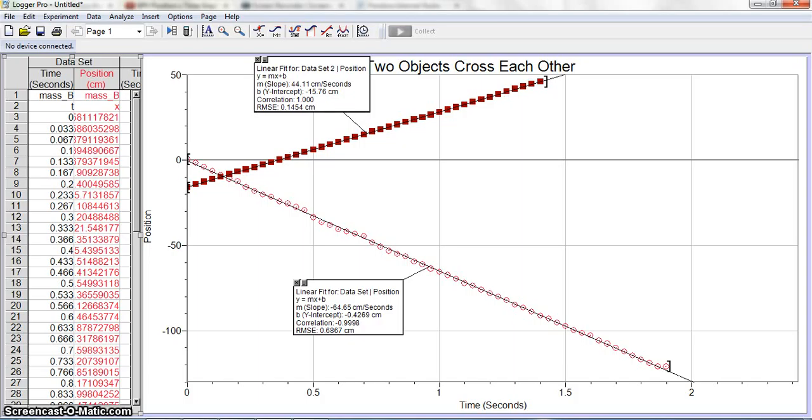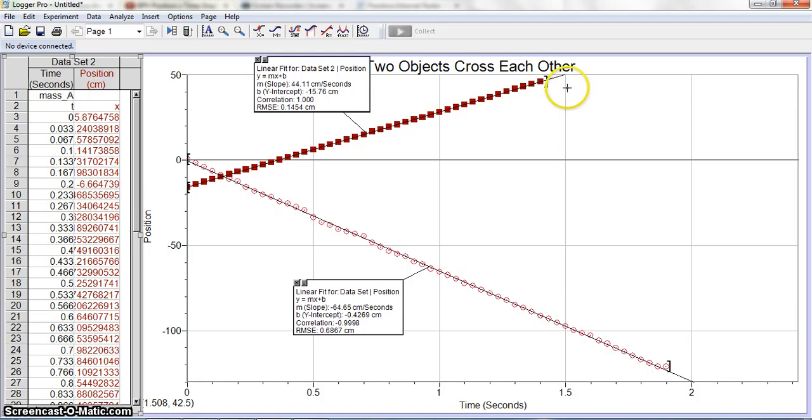Alright, so this is the graph for the two objects that cross each other. As you can see, we got two lines here, two best fit lines. The first line you see here with the circles, that's this data set right here, and the darker one, squares, is this data set right here. And this is the best fit line.